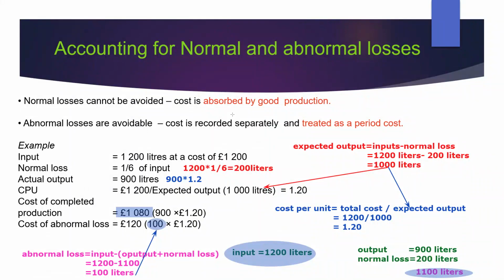Right? Then this abnormal loss should be costed in the same manner as the actual output. So we are going to multiply it with the cost per unit.